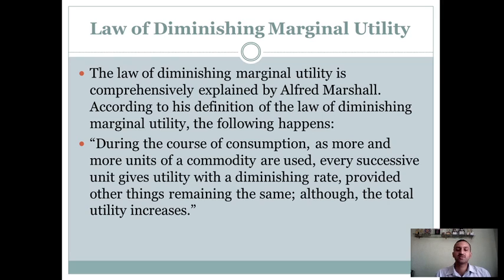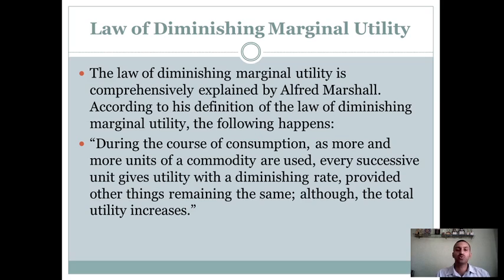In previous classes, we have studied the meaning of utility, that is, the want satisfying power of a commodity is known as utility. After that, we saw the characteristics of utility, then types of utility. After that, now we are supposed to move towards the law of diminishing marginal utility.